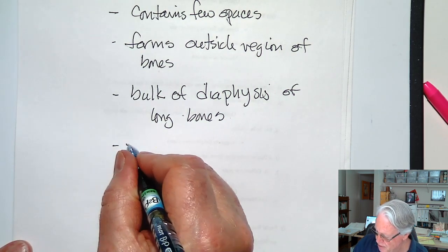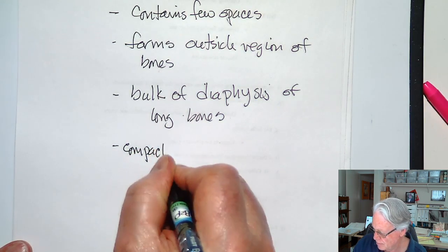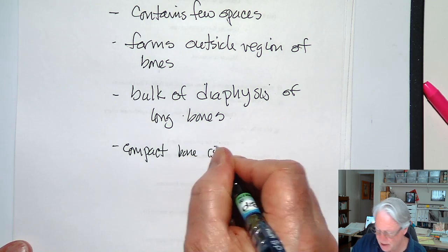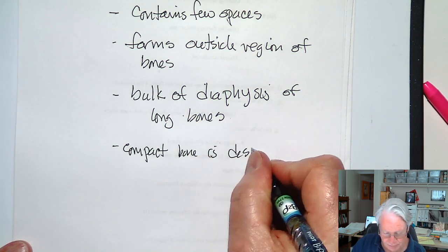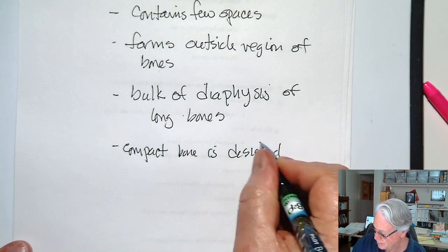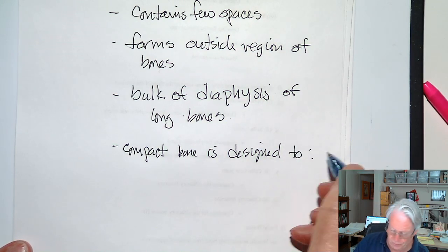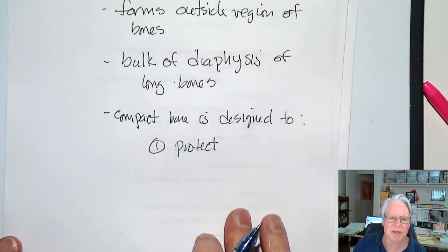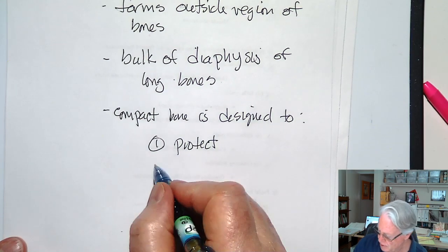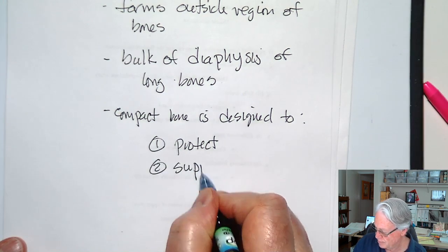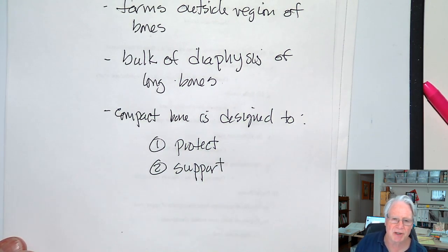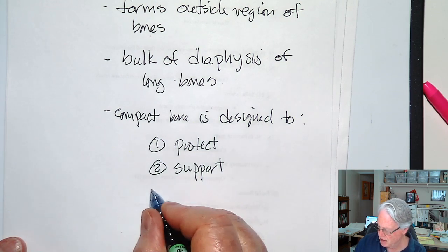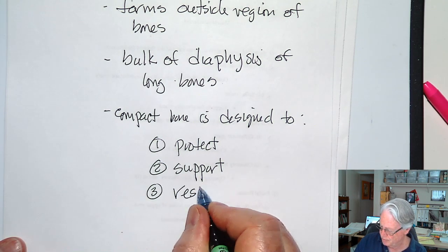So compact bone is designed to do a number of things. Protect, so it provides a protective barrier where we need it. Support, particularly the shaft, the diaphysis, being composed of compact bone as a supportive structure. And finally, to resist stress.